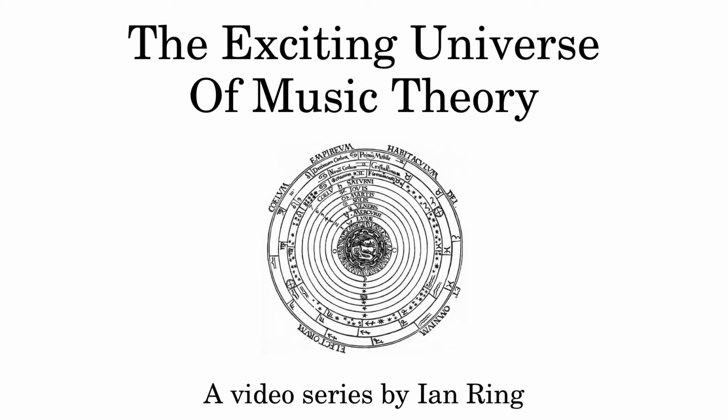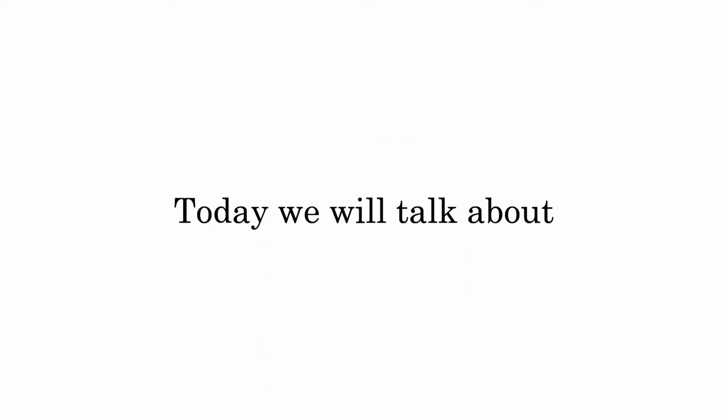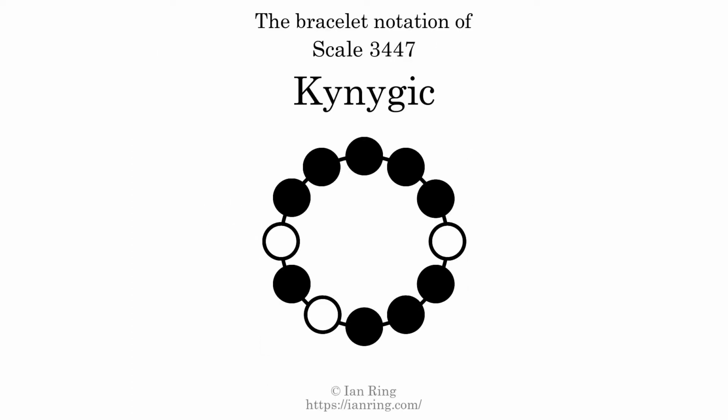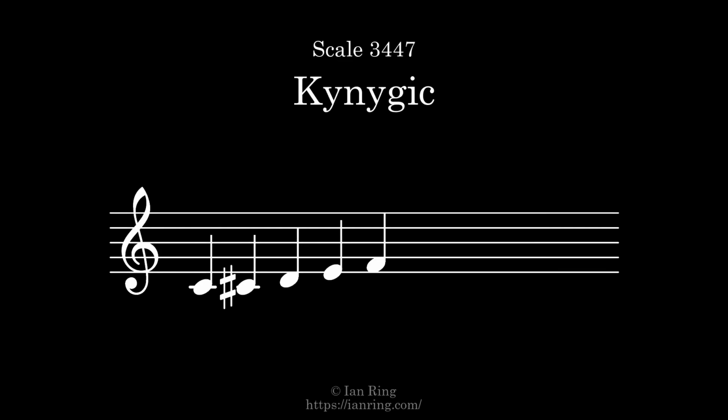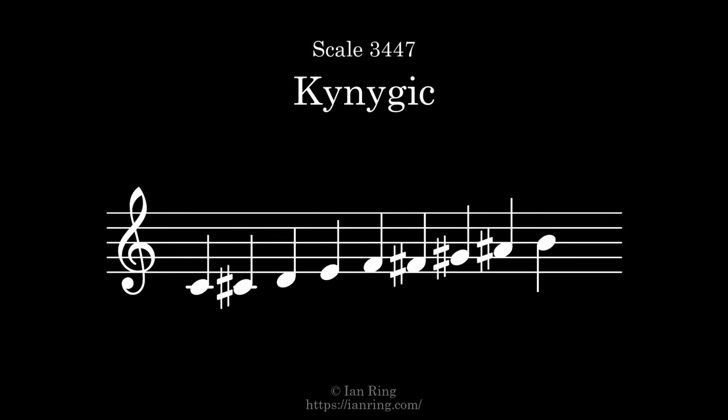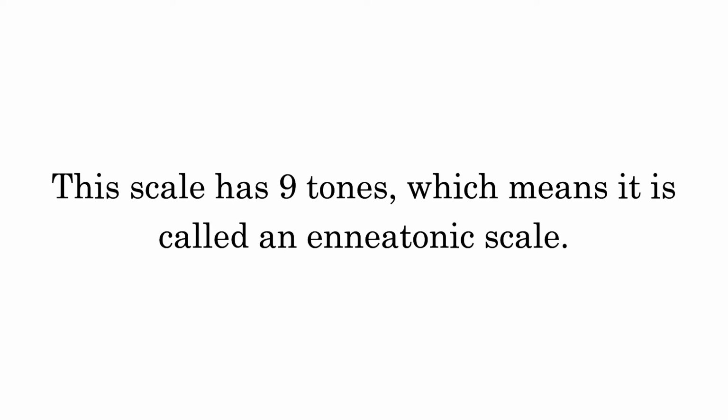Welcome to the exciting universe of music theory. Are you ready to learn? Then let's begin. Today we will talk about scale 3447, Kynygic, which sounds like this. This scale has 9 tones, which means it is called an enneatonic scale.